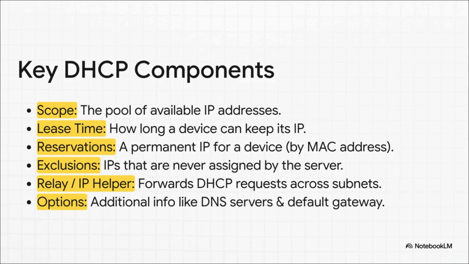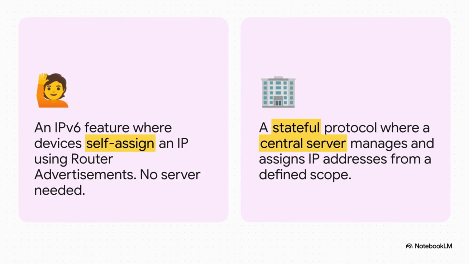What about big networks? That's where a relay or IP helper comes in. It acts like a messenger, forwarding DHCP requests across different subnets. And finally, you have options. This is the extra good stuff DHCP provides, like the address for your DNS servers and your default gateway. It's the whole package.